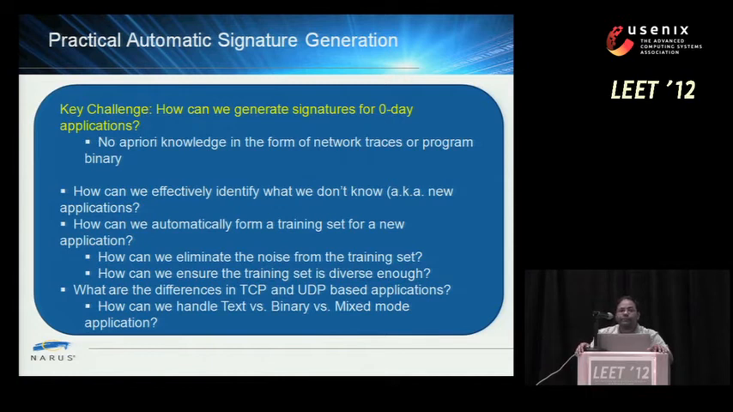But it's not fundamental that DPI has to stop at layer 7. There is no reason that it has to stop. It's just that if you have to create signatures manually, it's a tedious task, and you are fighting a losing battle because the rate at which apps are getting developed is very high.